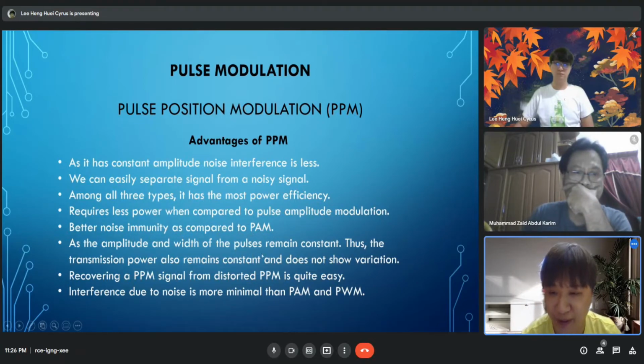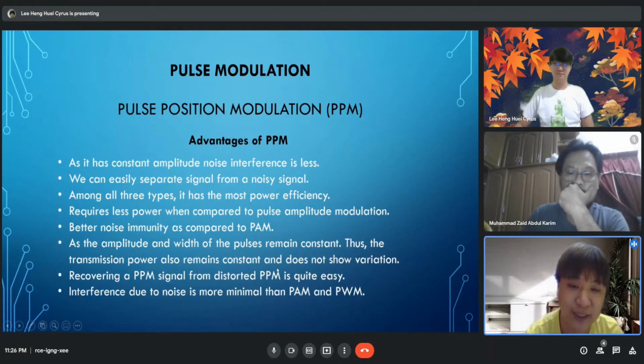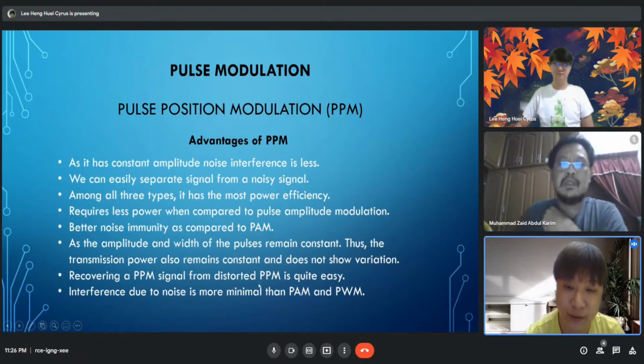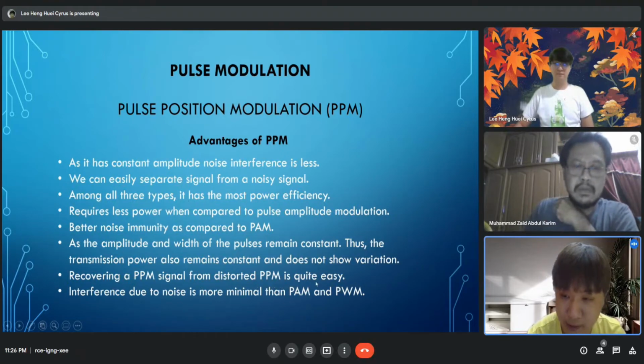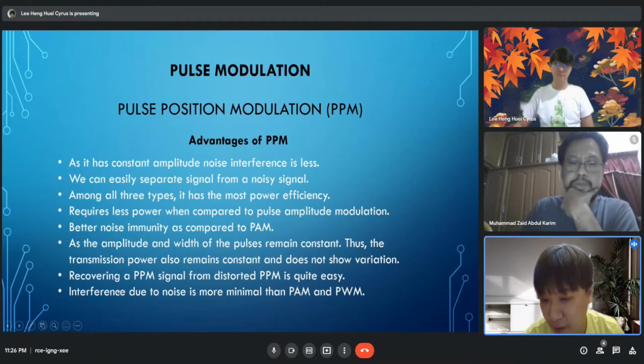To repeat, as the amplitude and width of the pulse remain constant, the transmission power also remains constant and does not show variation. And recovering the PPM signal from a distorted PPM is quite easy. Interference due to noise is more minimal than in PAM and PWM.